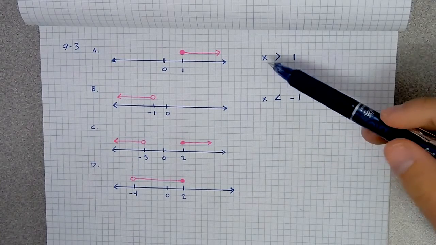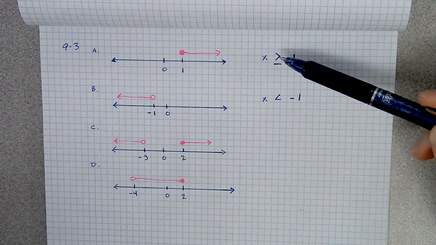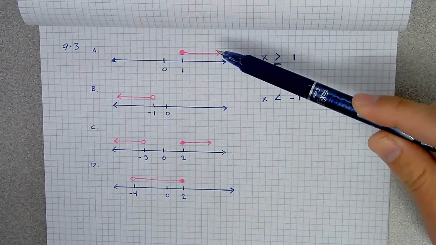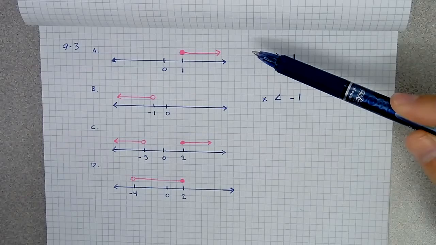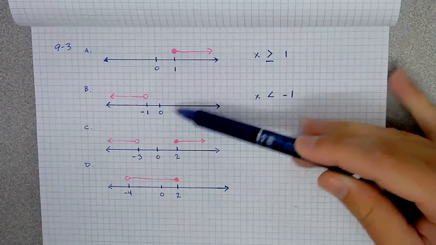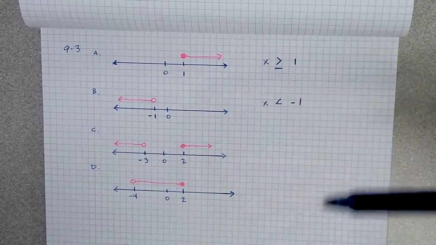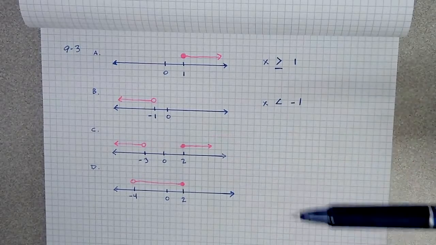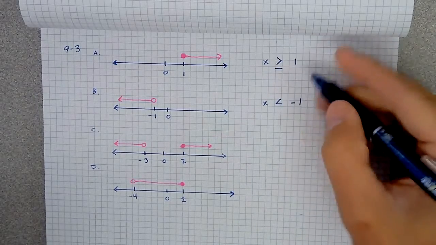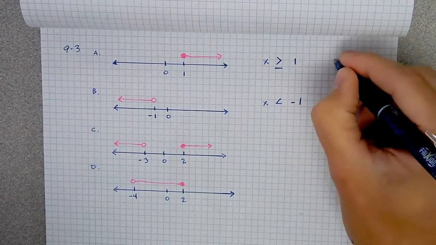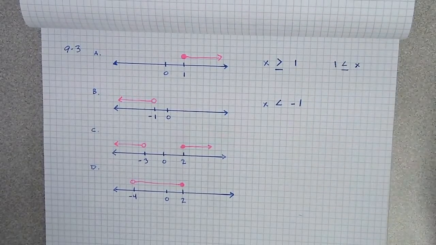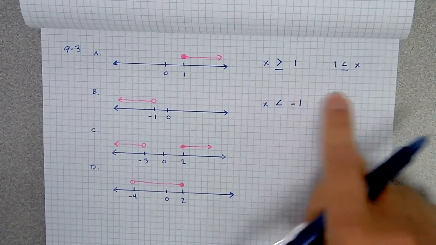So one thing to notice, the arrow is pointing to the right here, as well as the graph. It's the numbers that are pointing to the right. Here, it's to the left. It's the numbers that are going to the left. Okay, so you can use that. The only catch is the x value has to be on the left, because we can also write this as 1 is less than or equal to x. All right, those mean the same thing.